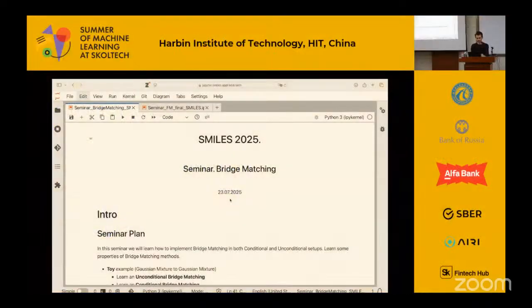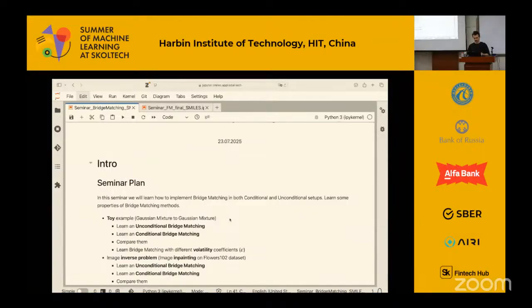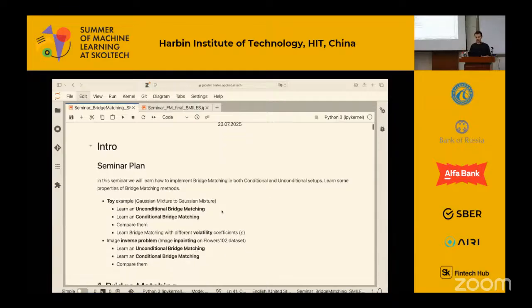The seminar will also be a continuation of Alexander Skrotin's lecture, but this time on bridge matching. In this seminar, we will implement bridge matching in both unconditional and conditional settings, learn the differences between unconditional and conditional bridge matching, and learn some other properties of bridge matching methods, for example, those related to the volatility coefficient.